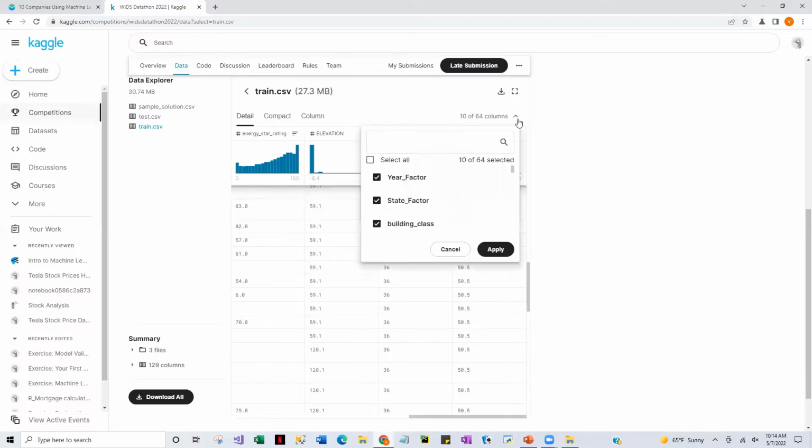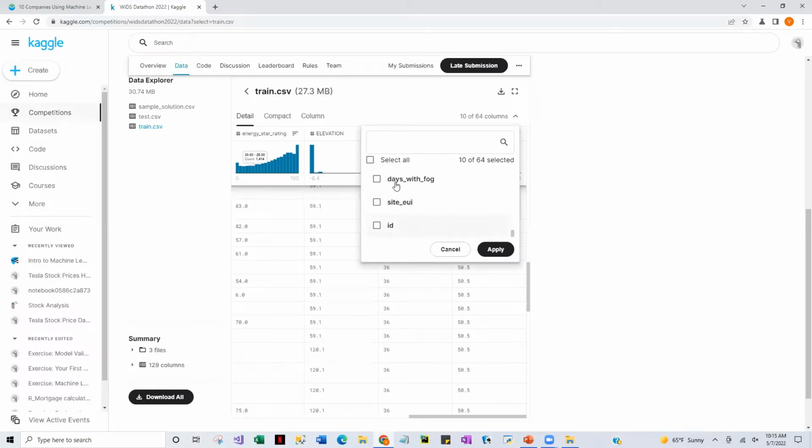We have 64 columns. If you look at that, this is talking about a building, and it is asking you to calculate the site UI, that is, how much energy the building is going to consume.